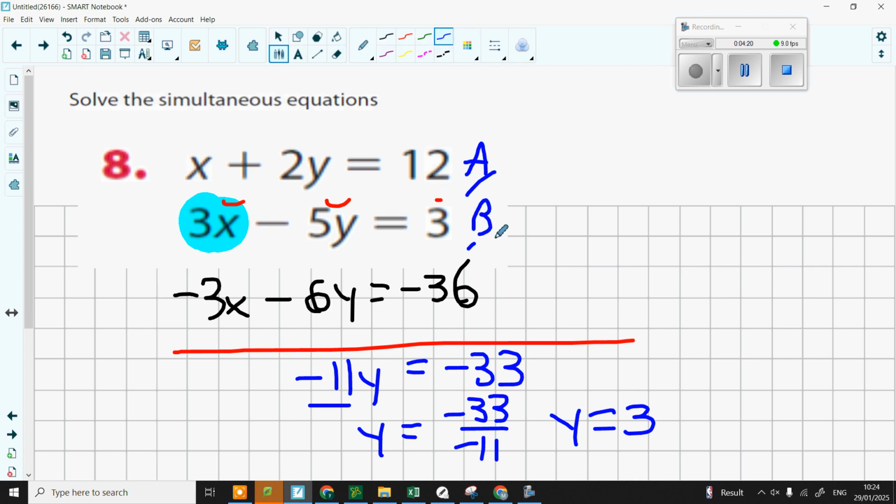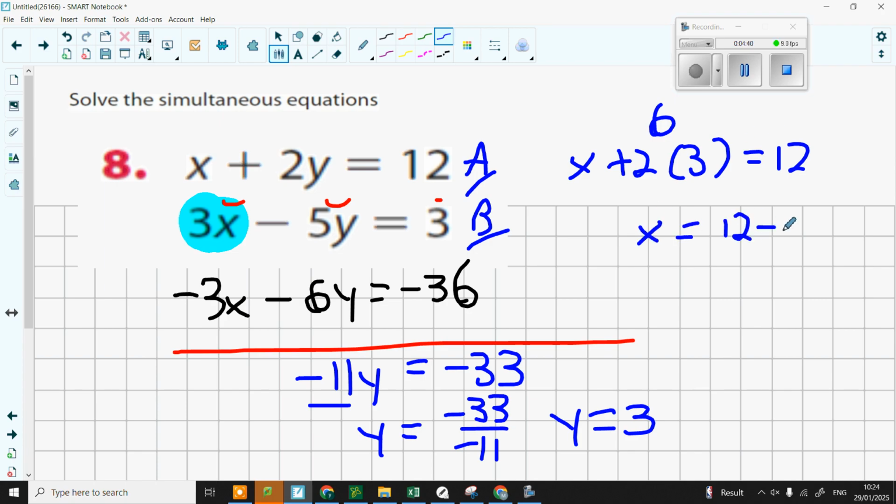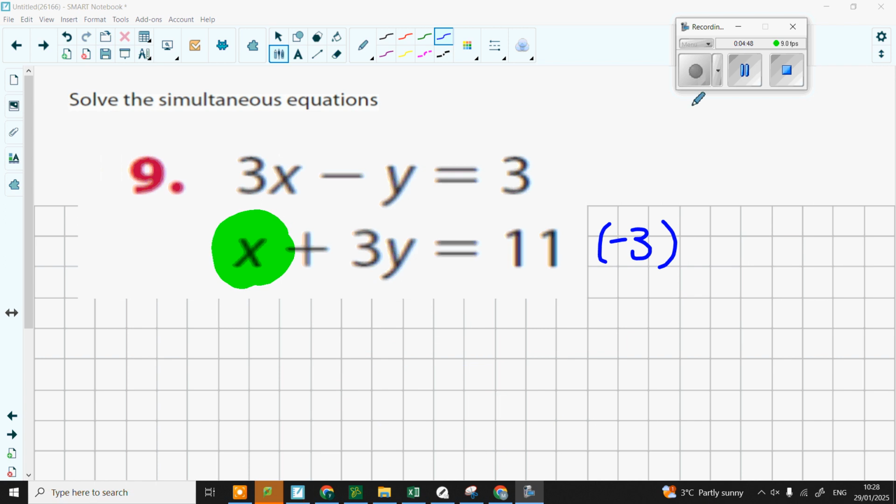Once you get one answer, go back to your original two equations. Option A or option B, your choice, which one? Which one would you like? Choose option A. x plus 2 times what? Well, 3 equals 12. 2 times 3 is 6, so x plus 6 is 12. So what do you think x is? You take away 6, you're not multiplying this time. So it's x is 6.